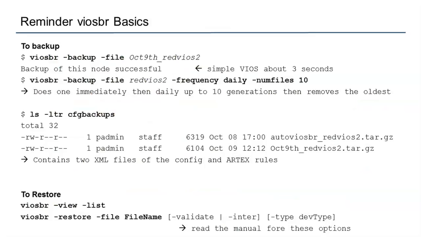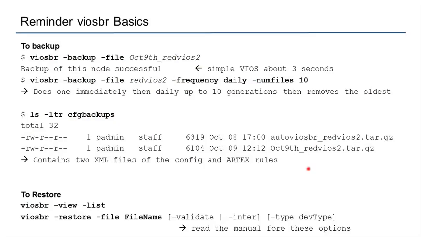Just as a little reminder, the viosbr command backs up to a file; give it a name. It's good practice to actually set it up on a frequency, like daily with 10 files, and then it will do a quick backup. It's not very big, it doesn't have any performance impact, and it will keep up to 10 copies of your backups, which is a good policy. You should be moving those off the VIOS at some point as well. They all go into a cfgbackups directory for your padmin user.